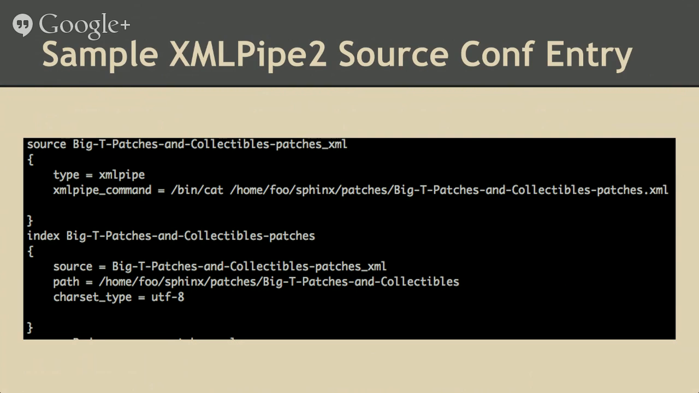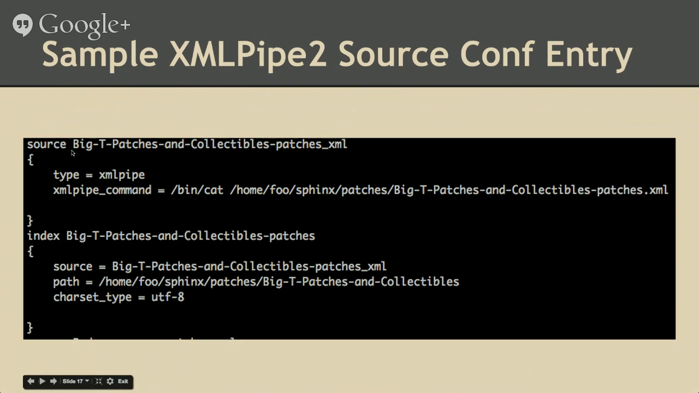All I'm doing here is it just needs the contents of that XML file somehow. It doesn't necessarily know how to go in and open the file and read it, but whatever this command is, it'll take the standard output of that and suck it in. So here I'm just catting the file, and this is actually very fast. It works really, really well.